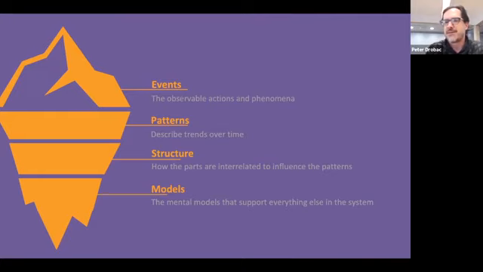Systems are much the same. We have visible phenomena that we can see and observe and measure that are above the surface, but actually the forces driving the system are much less visible unless you actually go out and try. And in fact, the deeper you go into the system, the more power you have to shift it. So there are 4 levels to the iceberg model. 1 is above the surface and 3 are below the surface.